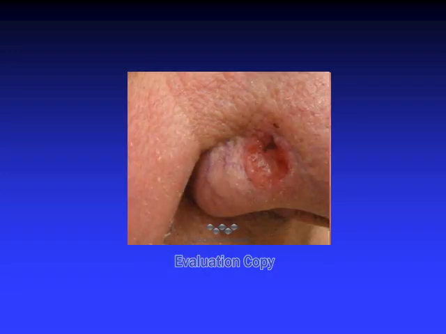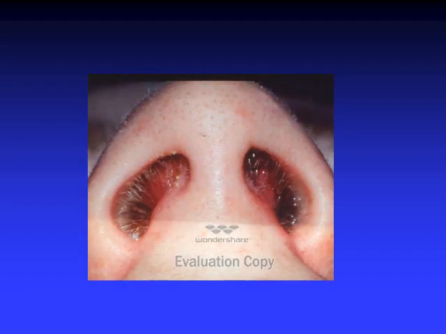By inspection, this is the right ala of the nose, right side of the external nose. This shows a rounded, well circumscribed ulcer on the ala of the nose. This is a rodent ulcer.